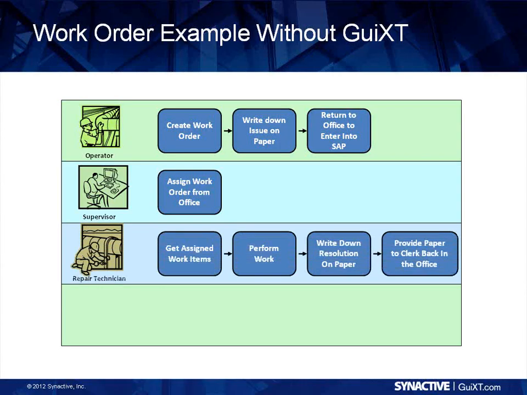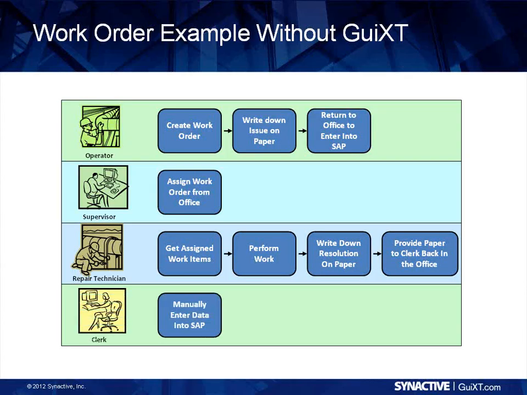And then in the third step in the process, the repair technician gets the assigned work order in the morning from his office, and then goes out on the job to perform the work to fix the issue. But again, he needs to write things down on paper and then provides the information back to the clerk once he's back in the office, where a clerk has to enter in the data.